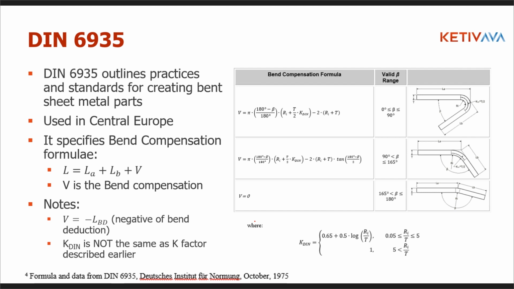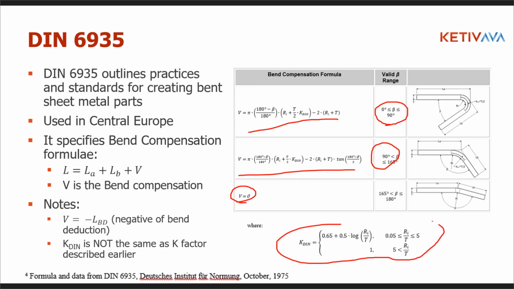And so in the way that DIN defines this, basically DIN defines three different formulas for the bend deduction or the bend compensation. It says, hey, if my angle is from 0 to 90 degrees, use this thing. If it's between 90 and 165, use this thing. And if I'm barely bending it, it's so close to the original length, don't bother. It's 0. Okay? This K DIN right here is not the same K factor as what we've talked about earlier. I have no idea where this factor came from in terms of the DIN standard, but this is what they use.